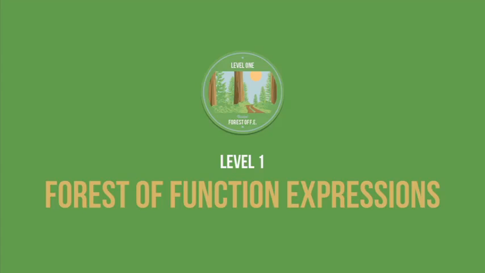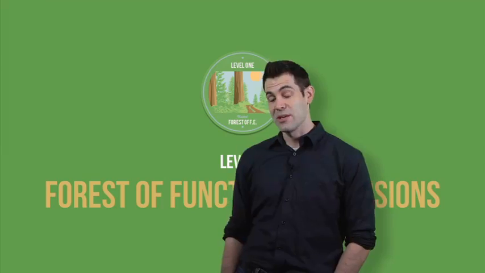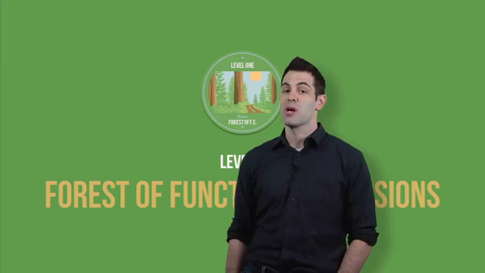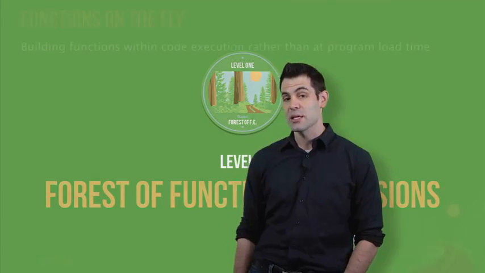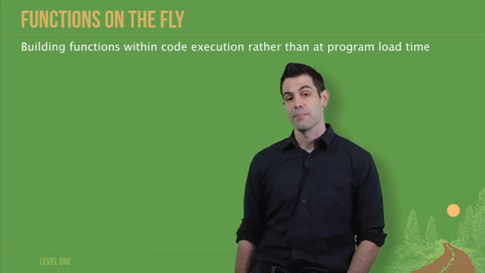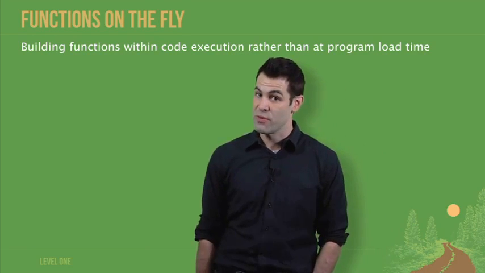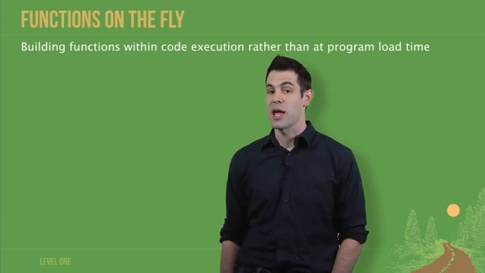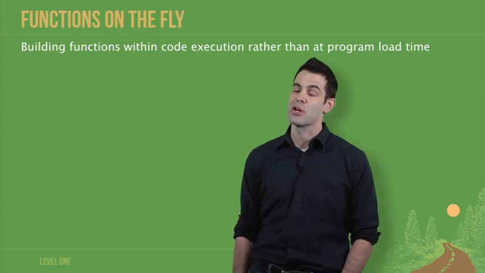So here we are in level 1. Welcome back to JavaScript Road Trip 3. In this first level, we'll be looking at function expressions, a pretty cool thing, which we like to call functions on the fly. Now, in order to understand what a function expression is, we'll first need to look at what you already understand, which is a declared function.